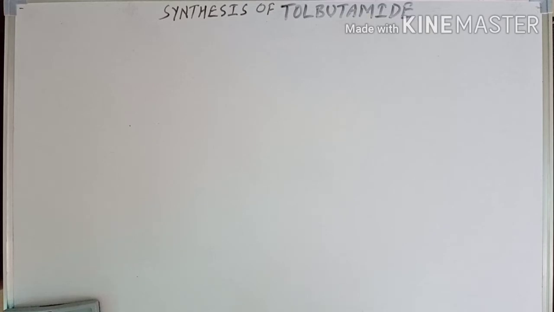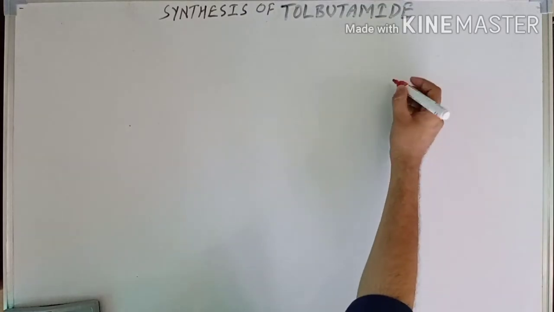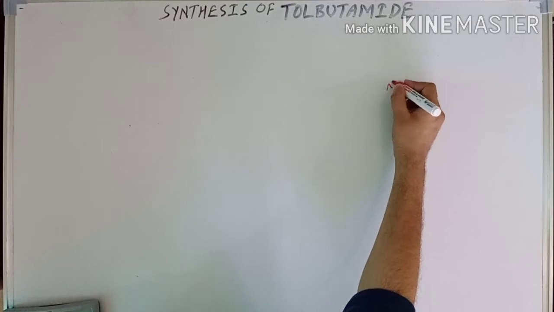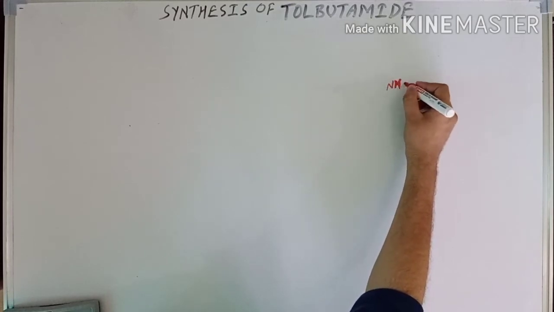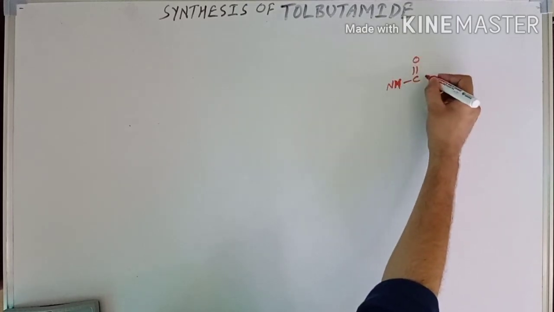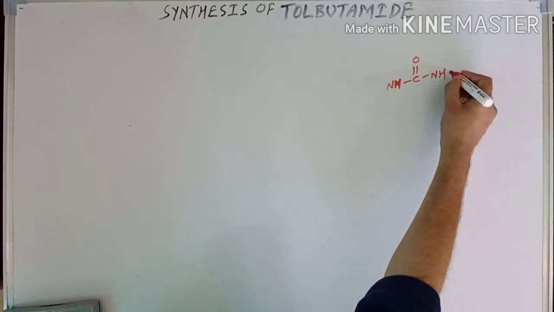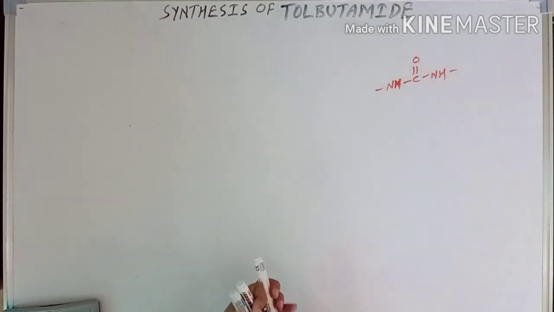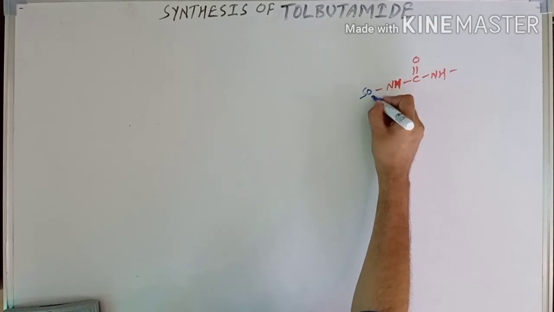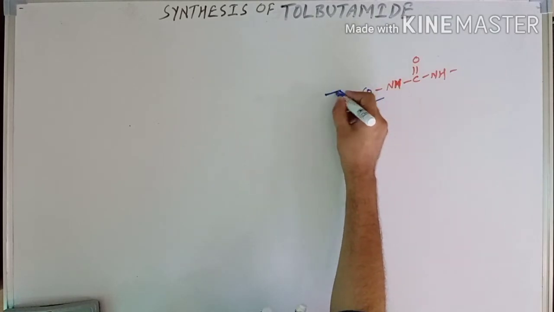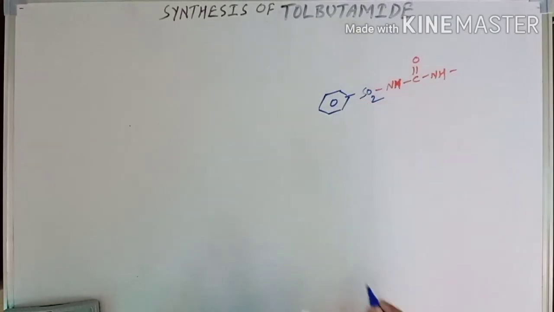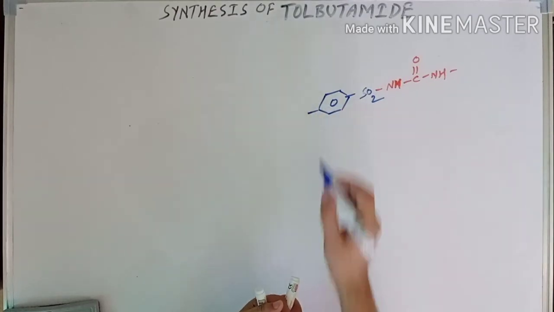So in order to plan the synthesis, we must have a clear idea about the structure of that drug. So first we will draw the structure of tolbutamide. Tolbutamide is a sulfonylurea derivative. So this is your urea, NHCONH. This is your urea, and this is your sulfonyl structure.